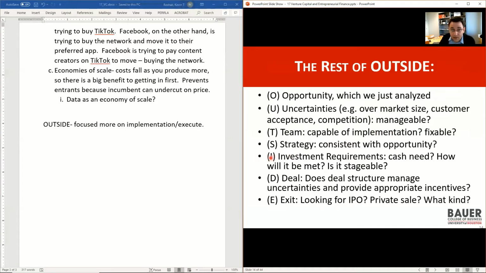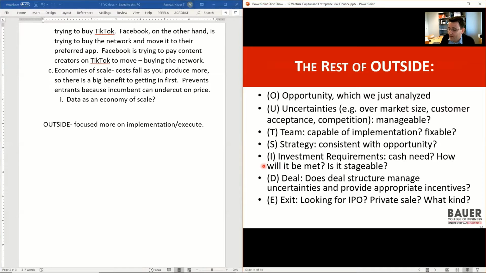I is for investment requirements. So how much cash do you need today? How much are you going to need over the next 5 or 10 years? What's the right way to give you that cash? Should you stage it? With a stageable investment, for example, you would give a little bit of money today, and then the VC would come back in a couple of years, provide a bigger investment, then maybe a couple of years later, provide another investment. There's pros and cons of doing that. What's the appropriate course of action?